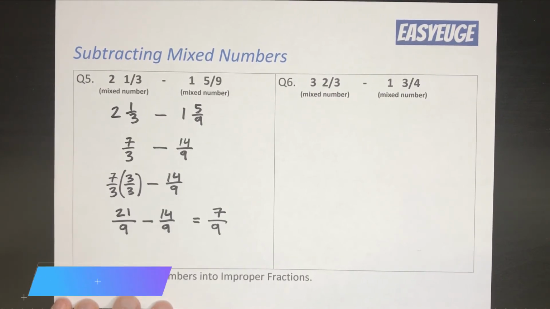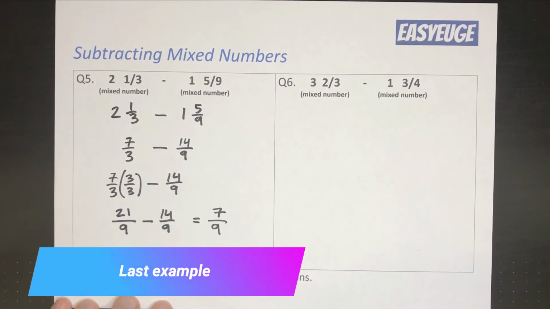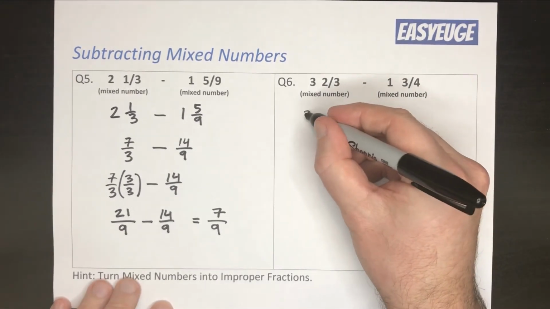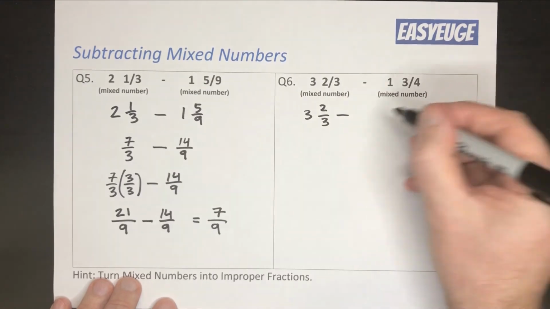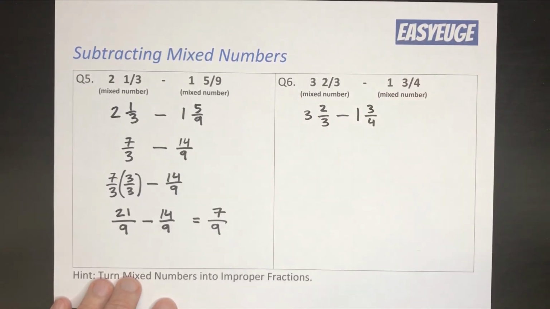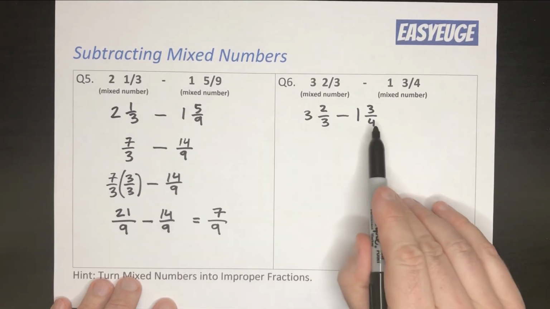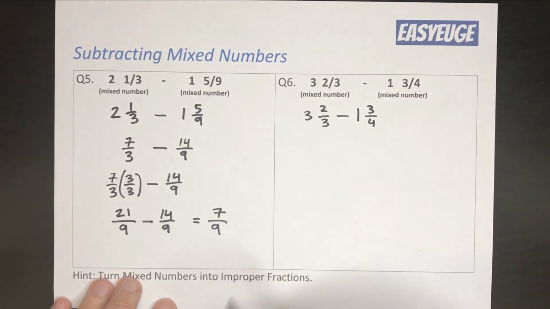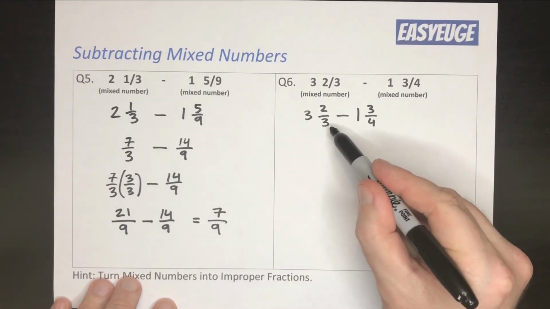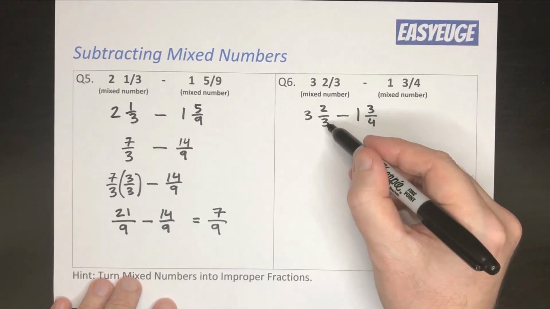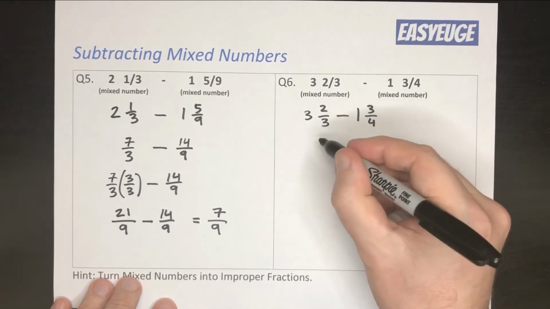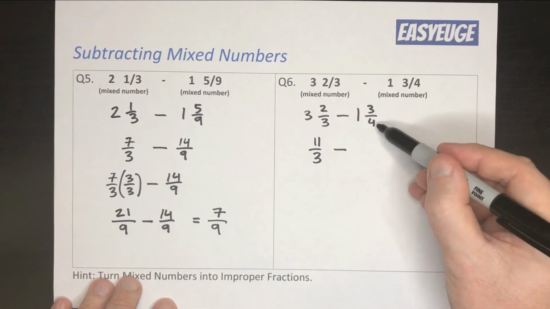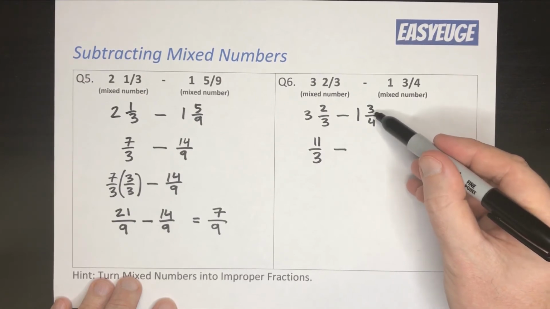So let's do our very last question of the day, and this is subtracting mixed numbers, where this one is quite tricky indeed. So let's write it down. 3 2/3 take away 1 3/4. Now you can see straight away these fraction parts have different denominators, and one is not a multiple of the other one. Let's turn these into fractions. 3 3s are 9. 9 and 2 is 11. So that's 11 over 3. Let's take away 1 3/4. 1 4 is 4. Add on the 3 is 7. 7 over 4.